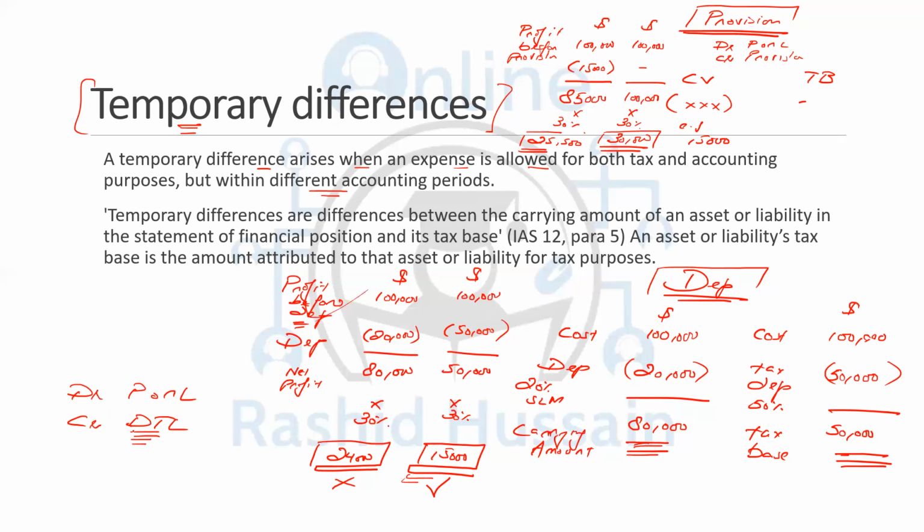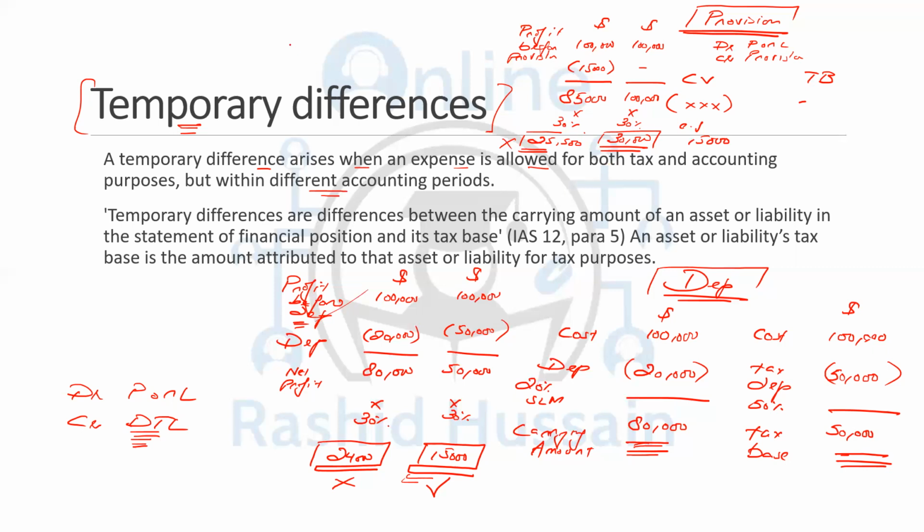In the first example, it was different. You are paying less tax. You are paying less tax in the depreciation example. And the future consequence was that in the future, you will be paying more tax. Here you are paying more tax. And the future tax consequence is that you will be paying less tax.